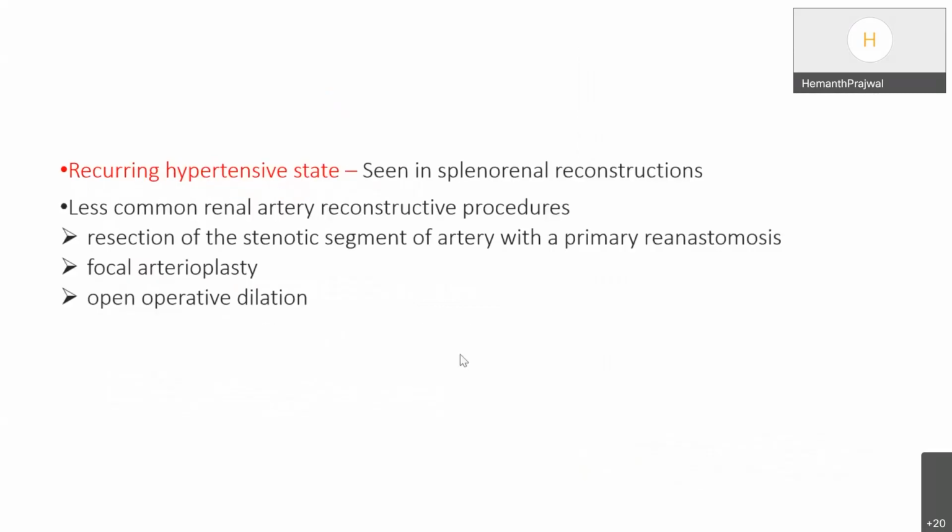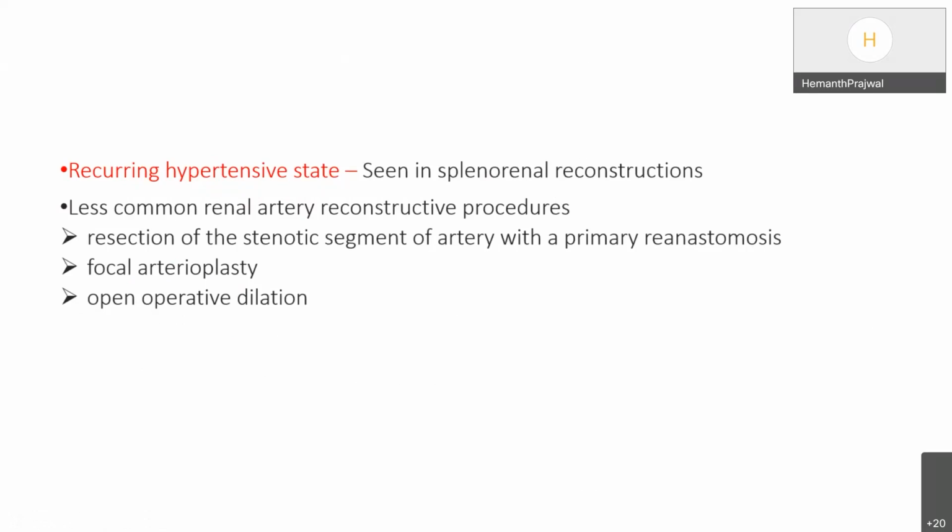A recurring hypertensive state may occur when a splenorenal reconstruction is used, when the renal artery is implanted into a splenic artery. In these cases, the narrowing in the splenic artery, which initially might not have been hemodynamically significant, might become hemodynamically significant, causing a critical stenosis as the child grows, which causes a recurrent hypertensive state.